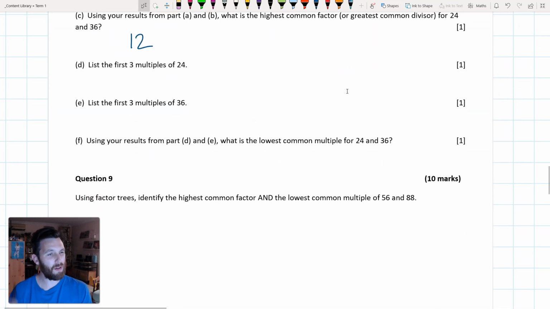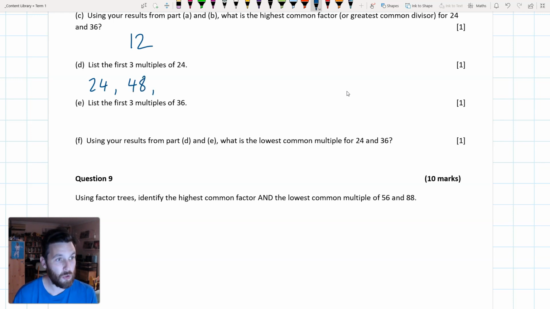So multiples are pretty much just like the times tables of a number. I'm starting off with 24. That's 1 times 24. The next multiple is going to be 48, which is 2 times 24. The next one is going to be 72. I'm pretty sure. Just let my late night brain double check. Yeah, that's right. So we just wanted the first three for this one.